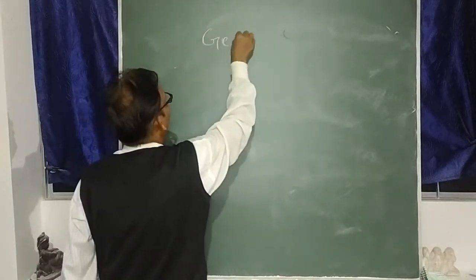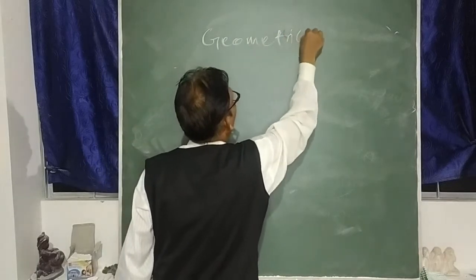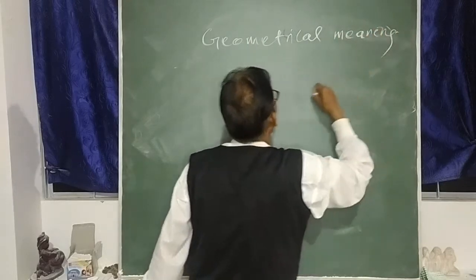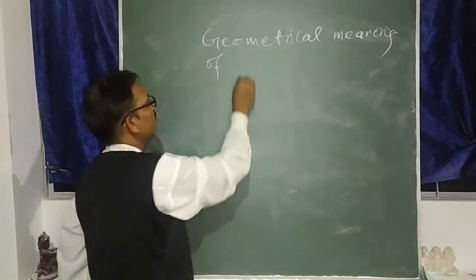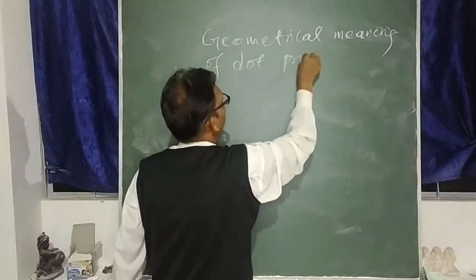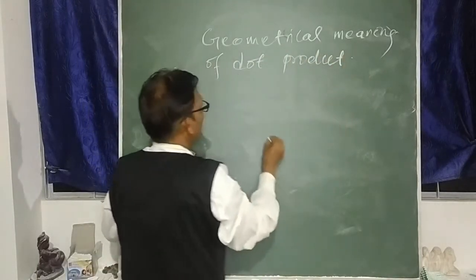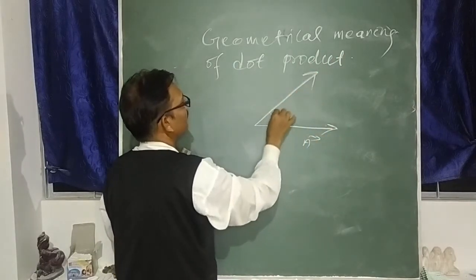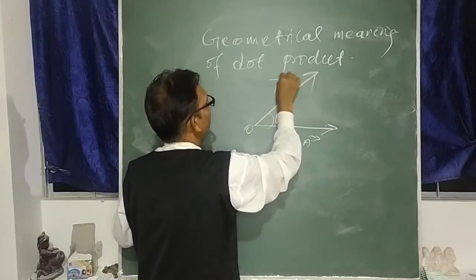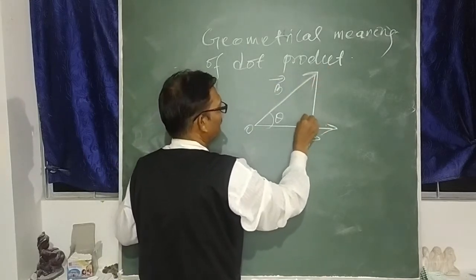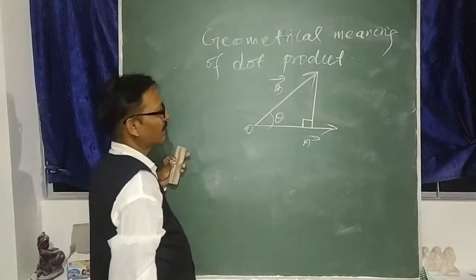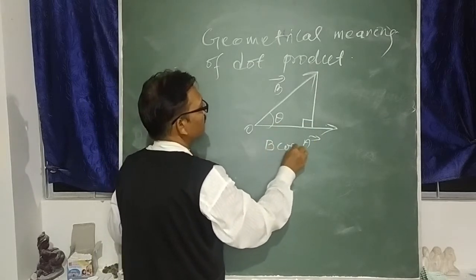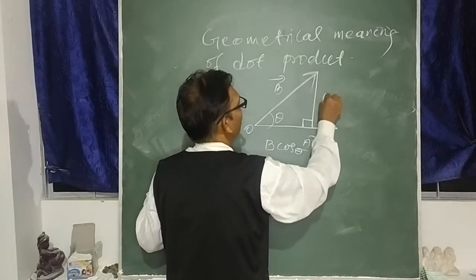What is the geometrical meaning of dot product? You see, this is vector A, angle theta, this is vector B. You draw a perpendicular line now to make a right triangle. So this is the component of vector B, B cos theta. This is B sin theta.